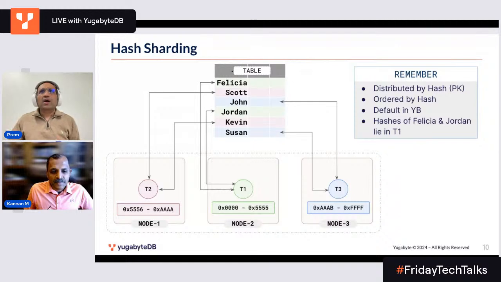You have a table with names, and if you notice, each of the tablets have their own hash ranges. Rows with certain names go to certain tablets. That's because, for example, the hash of Felicia and the hash of Jordan could actually fall into the same tablet, T1.